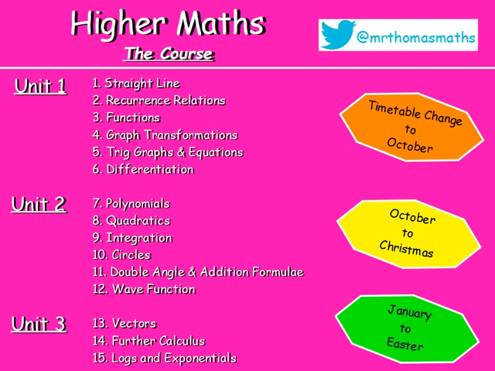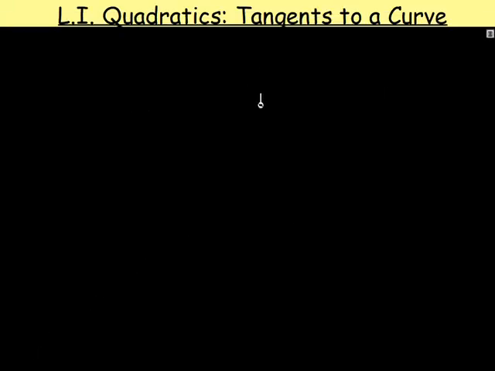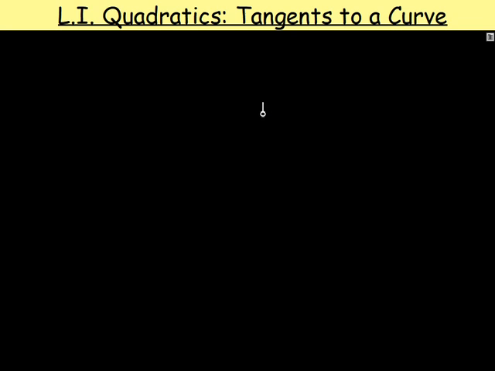Ahoy! Here we are with chapter 8, lesson number 7, tangents to a curve. If you remember, in the last lesson we were looking at the discriminant, and the discriminant is used to determine the nature of the roots of a quadratic. But it also has another purpose in higher maths. It can also be used to determine if a line is a tangent to a curve. So, let's begin. Tangents to a curve.